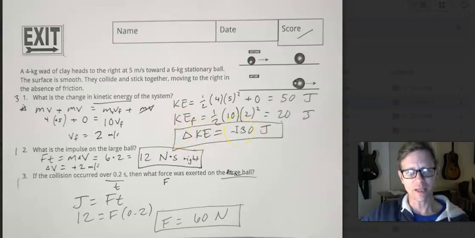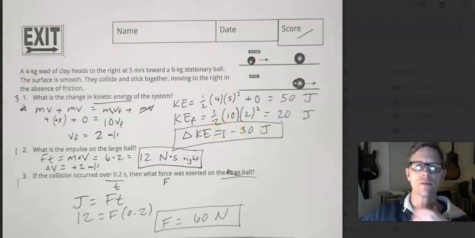We want to call it negative 30 joules, indicating it is a loss. You can say 30 joules lost. You can say 30 joules dissipated. You can say 30 joules less, but you want to indicate the loss with a negative or some word.